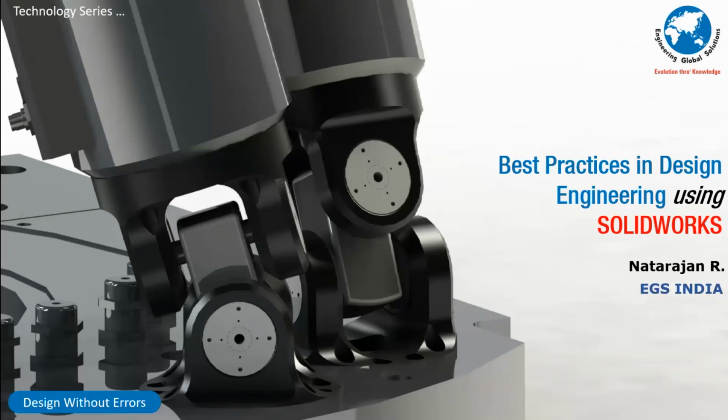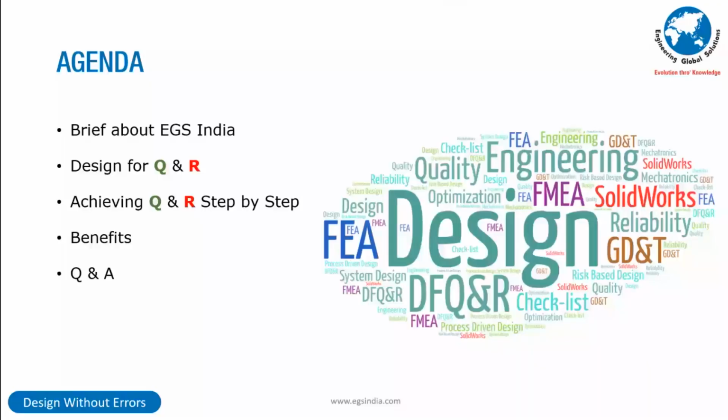The agenda of today's presentation is a brief about EJS India for those who are new to this webinar series. Then we will emphasize the design for Q&R, which is quality and reliability process, achieving the same step by step, summarize it with the benefits, and then leave the floor for questions and answers. This webinar is a part of the Design Without Errors series that we have been conducting since November of last year. Specifically in the area of design, if processes are followed meticulously, the quality and reliability can be assured.